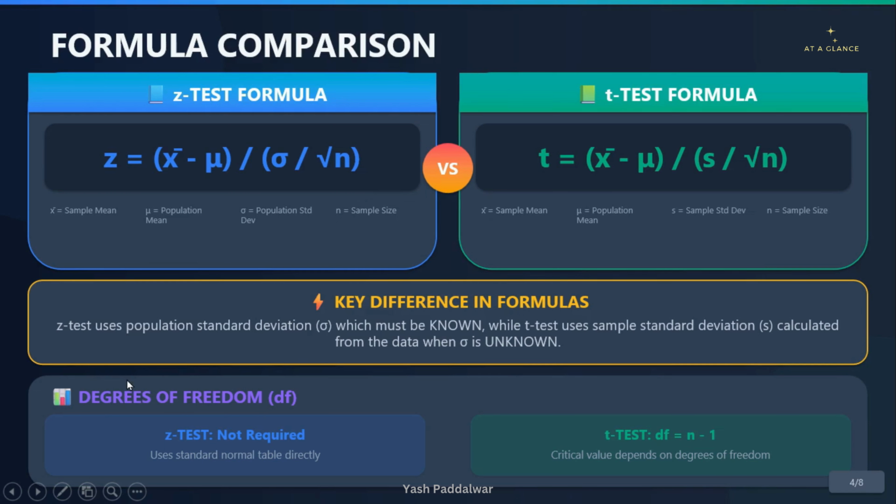Talking about the degrees of freedom, already discussed in one of the previous points, z-test does not require the degree of freedom. It uses the standard normal table directly, whereas the t-test requires degree of freedom, which is computed with the help of the formula n minus 1, where n is the number of data points in the sample. Here, the critical value depends on the degree of freedom. By this particular degree of freedom and the level of significance alpha, we can simply calculate the critical t value from the t table. So I hope the formula comparison is also clear to you all.